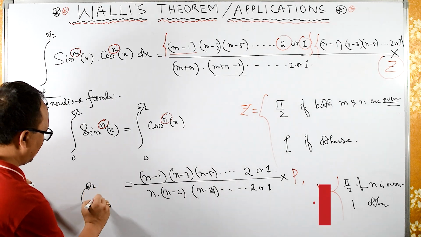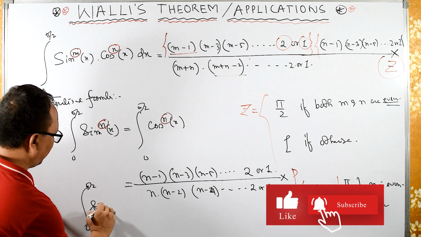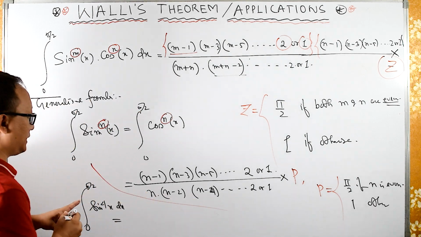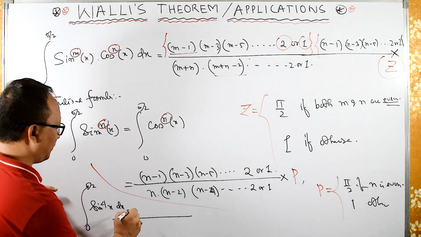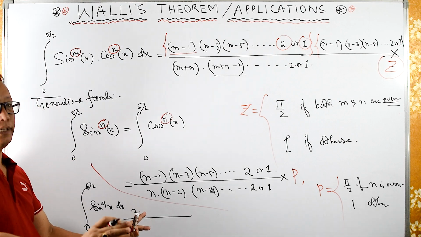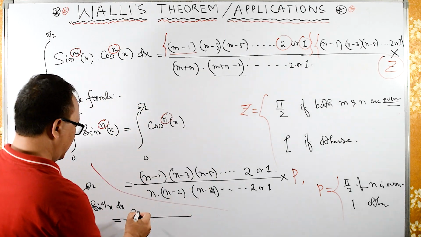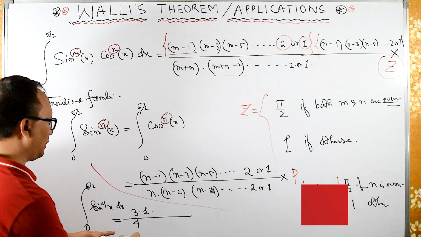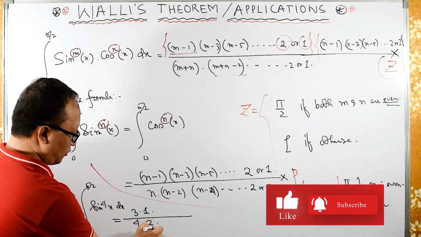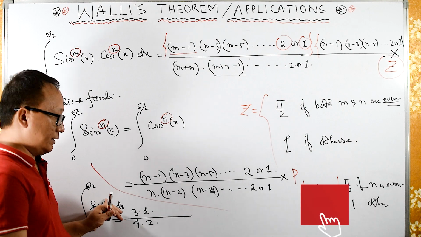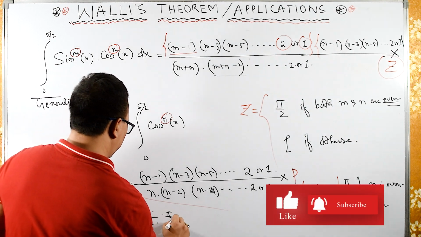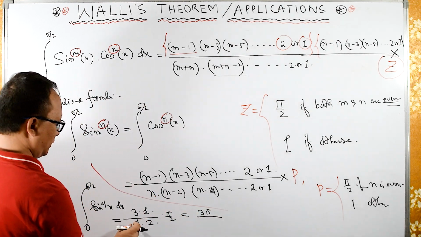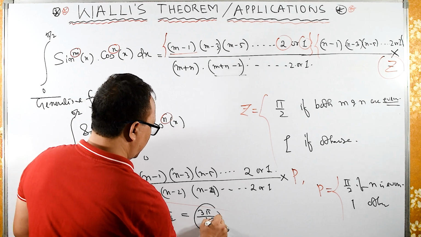The integral from 0 to pi by 2 of sine of 4x dx equals what? Here sine 4 is there, decrease 1 means 3. Keep on decreasing till you have either 2 or 1. So here 3 minus 2 is 1, we have to stop here. Now in the denominator exactly 4 will come, decrease 2: 4 minus 2 is 2, and we have to stop here. Here 4 is even, therefore pi by 2 will come. So here it is 3 pi upon 16. This is the required answer.